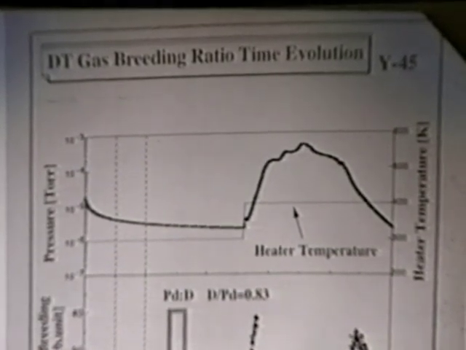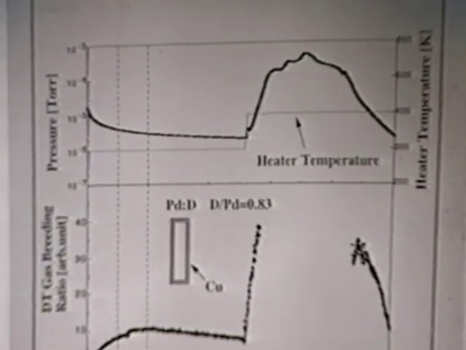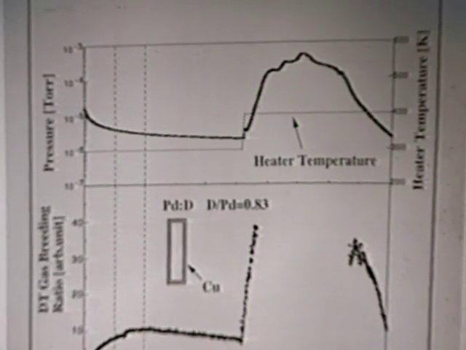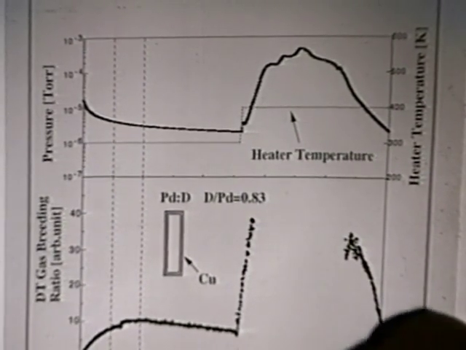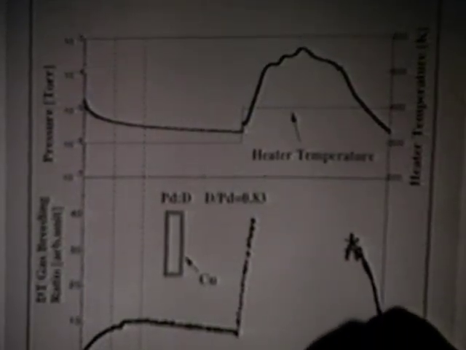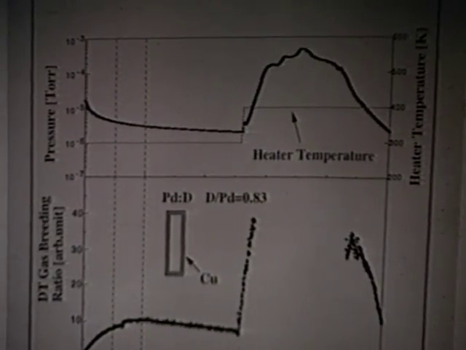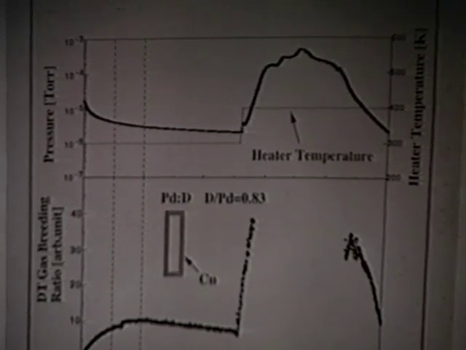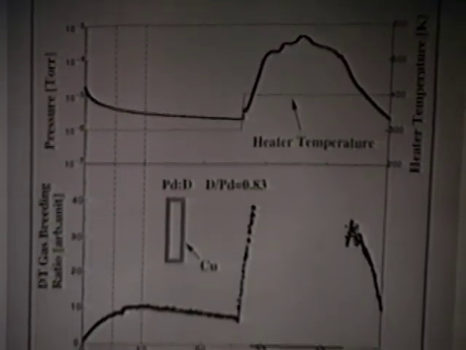The horizontal axis means time, and the vertical axis pressure and DT gas breathing ratio. The D/Pd ratio of this sample is 0.83. At the beginning of evacuation, the DT gas breathing ratio is 1.0. However, we see that the DT gas breathing ratio increases gradually, as shown here. At this time, it is considered that deuterium atoms in palladium diffuse toward the outside, since a deuterium pressure gradient exists between inside and outside of the sample.